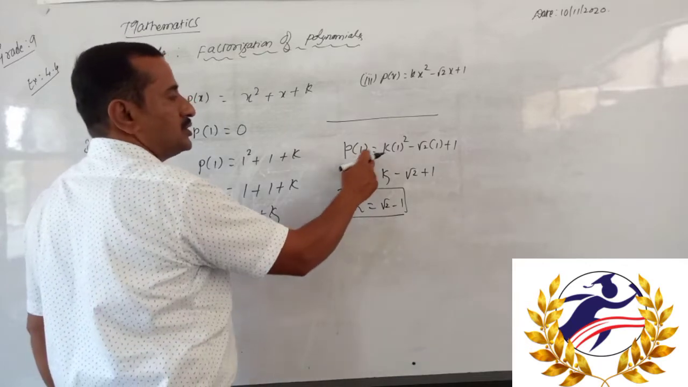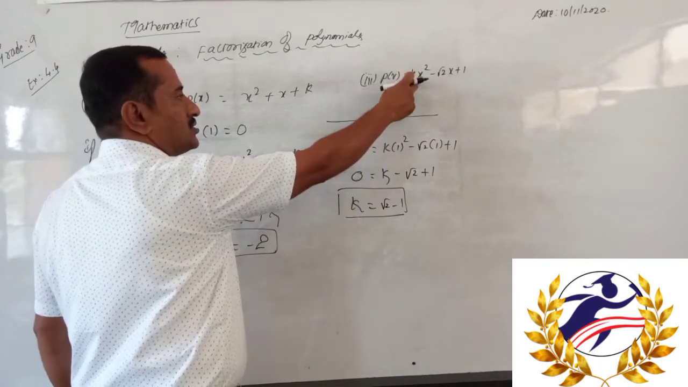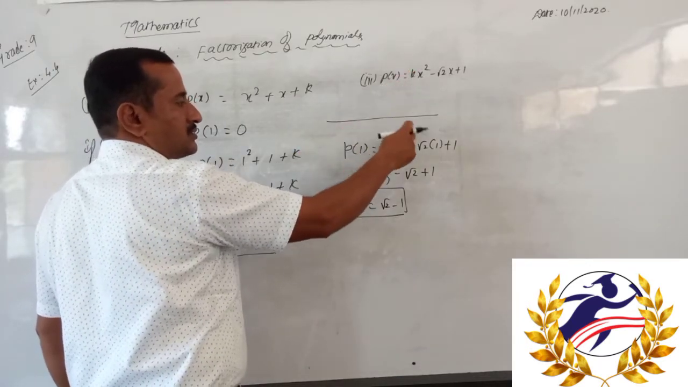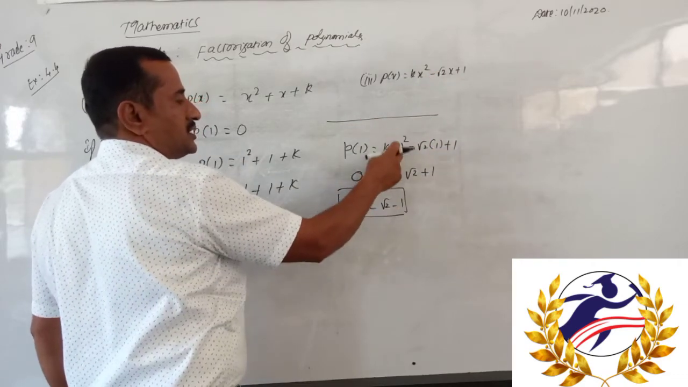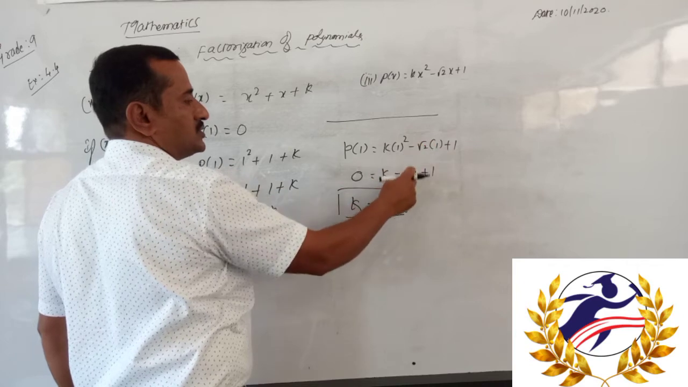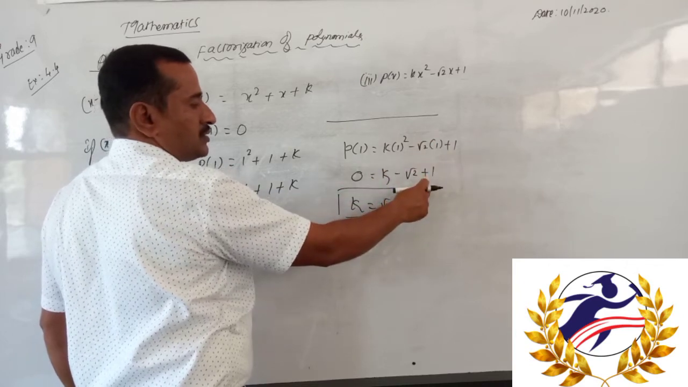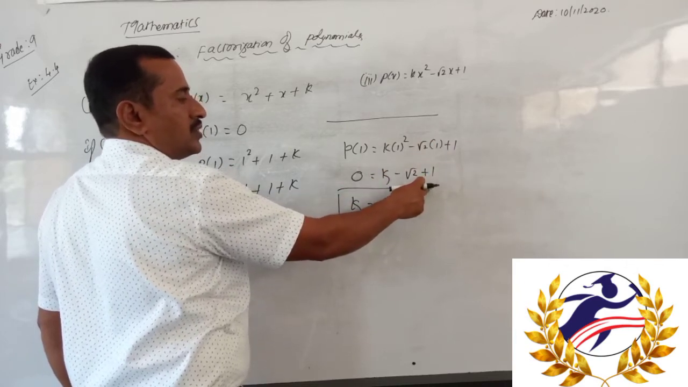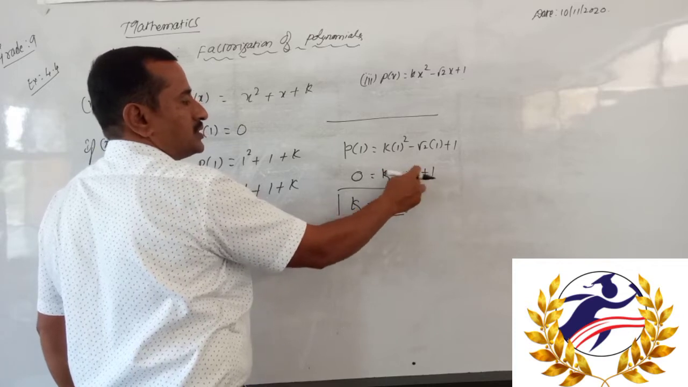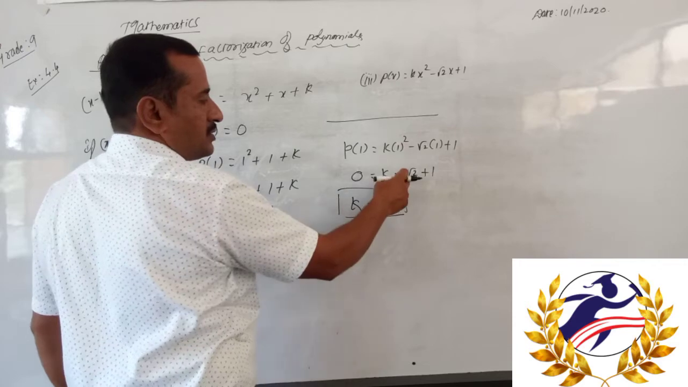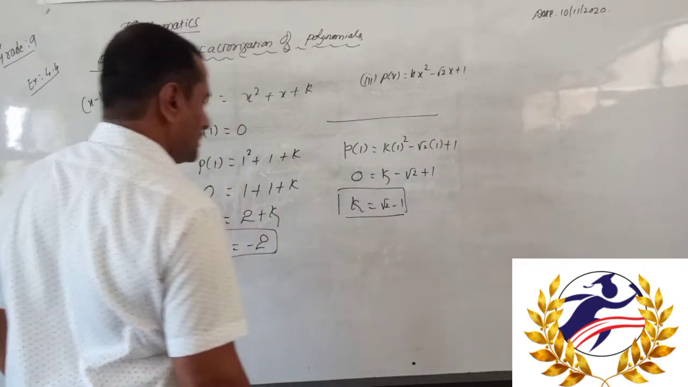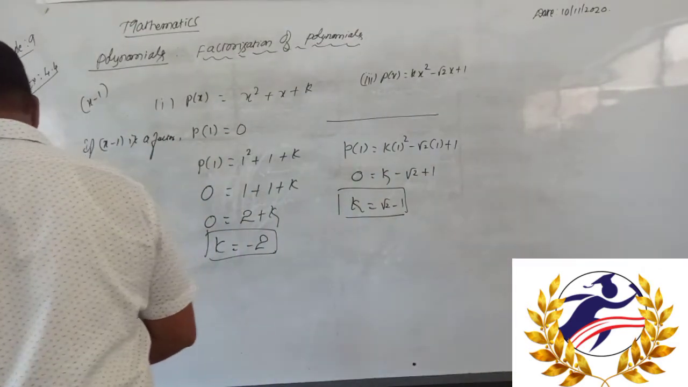P of 1 is equal to k into, in place of x, 1 square minus root 2 into, in place of x, 1 plus 1. So 1 square is 1 into k is k, 1 into root 2 is root 2 plus 1. Okay, so now k minus root 2 plus 1, we have to find out k. Shift that side, minus becomes plus, plus becomes minus.